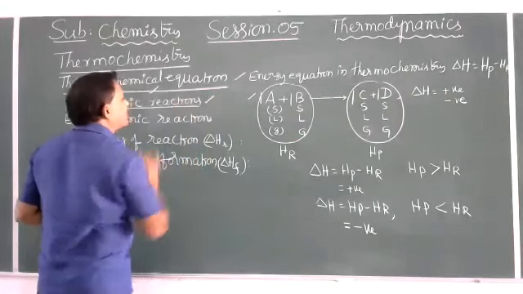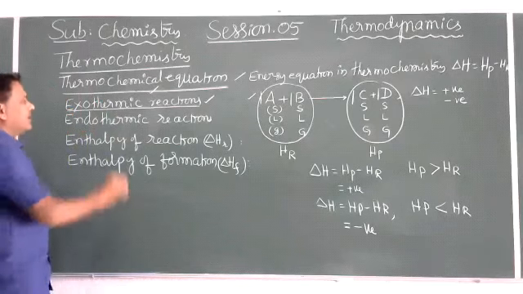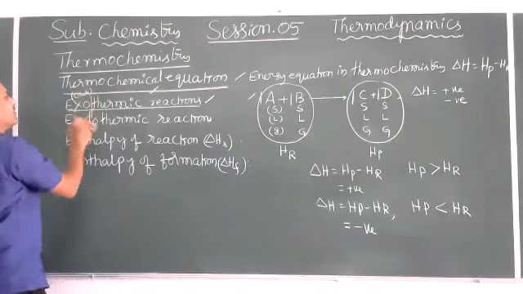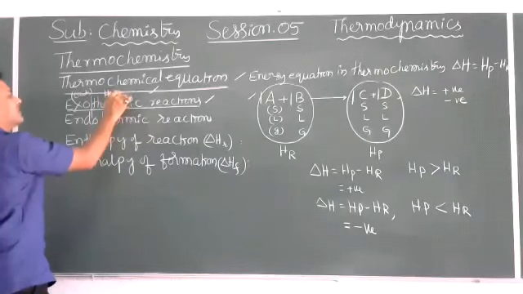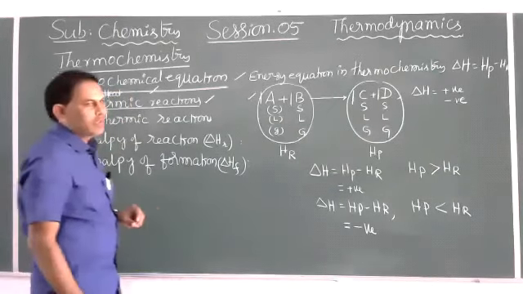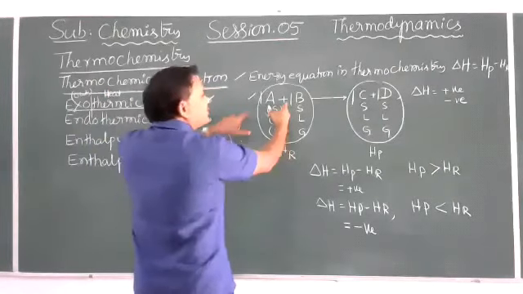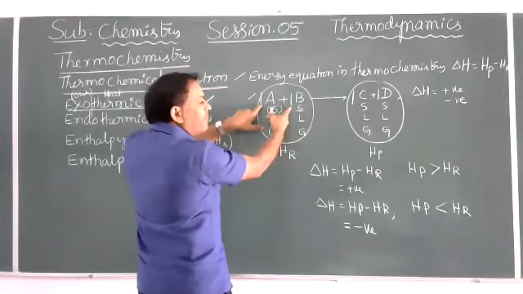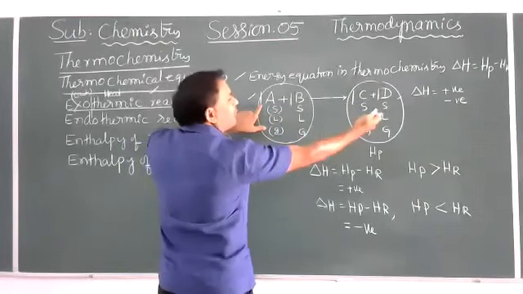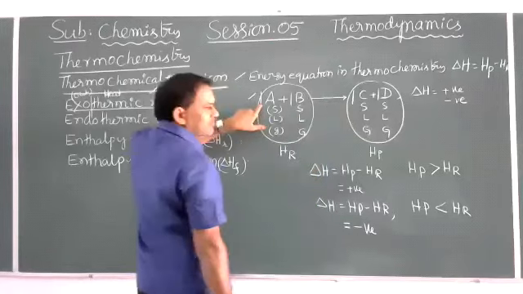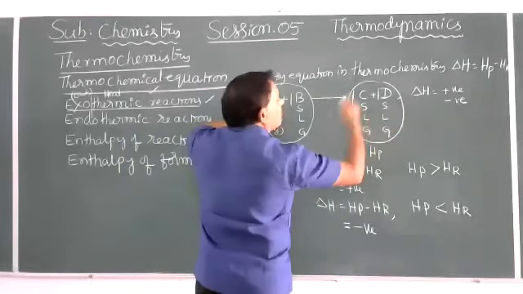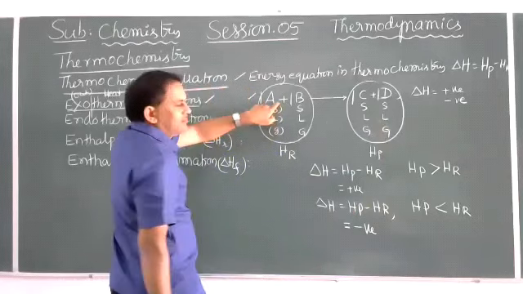One is exothermic. Exo means out, from the Greek language. Thermo means heat. Heat out. An exothermic reaction is a type of thermochemical reaction from which heat is evolved, that is, from the system to the surroundings.